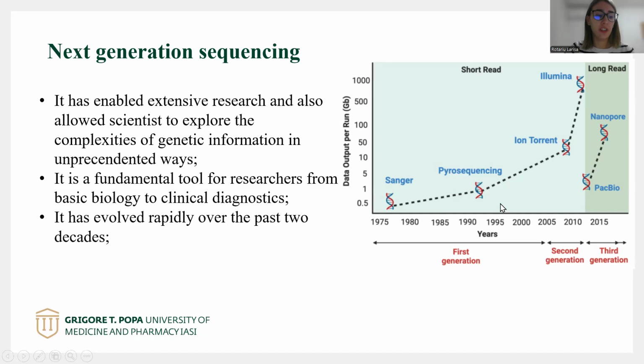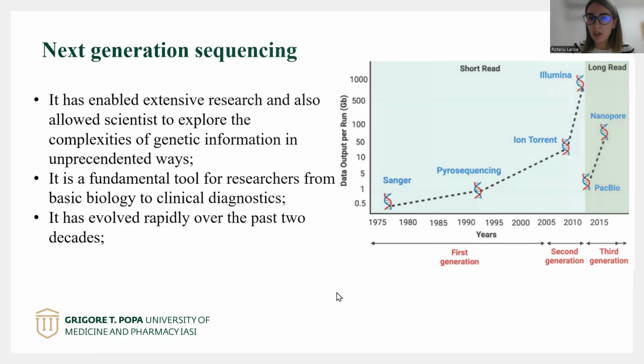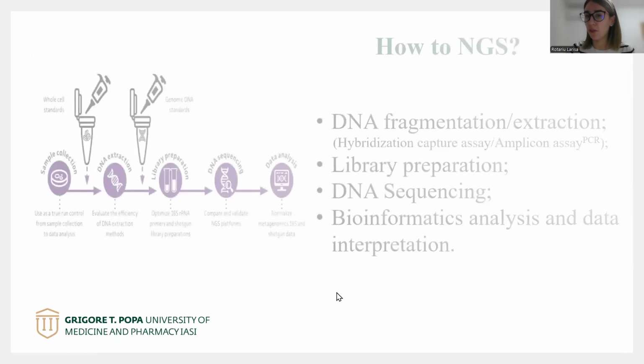providing the foundation for DNA sequencing. The second one introduced massively parallel sequencing with platforms such as Illumina and Ion Torrent. And the third one, the current one, includes PacBio and Nanopore. So how does NGS really work? There are four big steps.